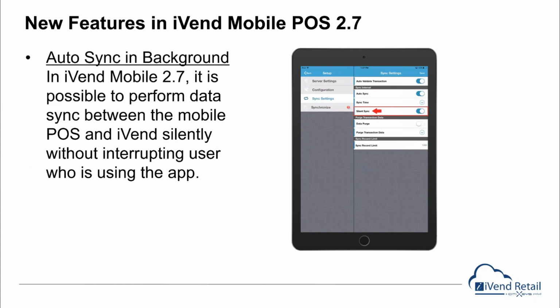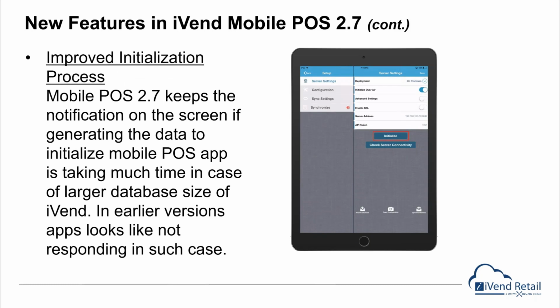Okay, so let's talk about these new features that you will find in the mobile POS 2.7. First of all, you will see that a silent synchronization function is available now in the mobile POS. So you will see that as you work on the mobile POS, you will not be interrupted with whatever synchronization activity is taking place in the mobile POS.